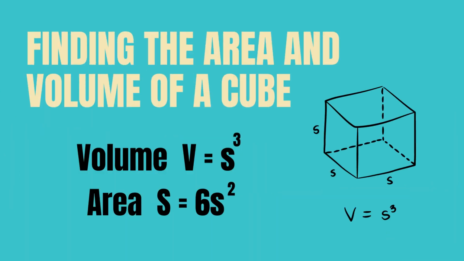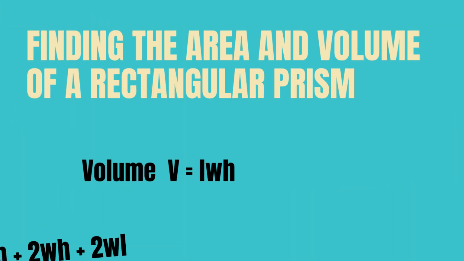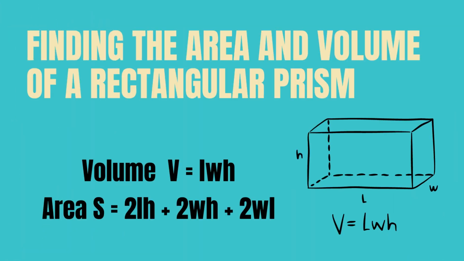Now, how to find the area and the volume of a cube? For the volume of a cube, you only have to multiply its side by itself 3 times, or simply side cubed. And for the area of a cube, you have to multiply 6 by the square of its side. For the volume of a rectangular prism, you only have to multiply the length, the width, and its height.